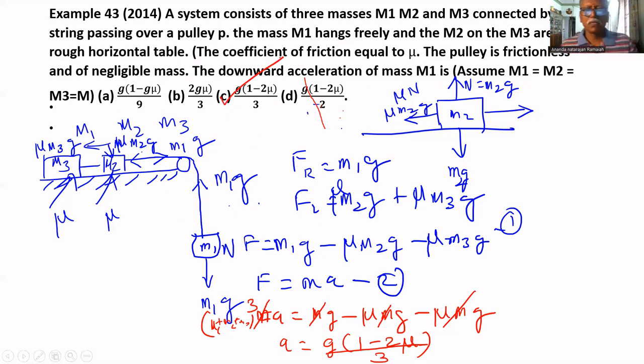C is the answer. So, for the entire system, if you consider, then all 3 masses you have to consider. Therefore, on the left hand side M equal to 3M. M1, M2, M3 equal to M, therefore 3M. Therefore, divided by 3. g into 1 minus 2 mu divided by 3. Shall I move to next sum?